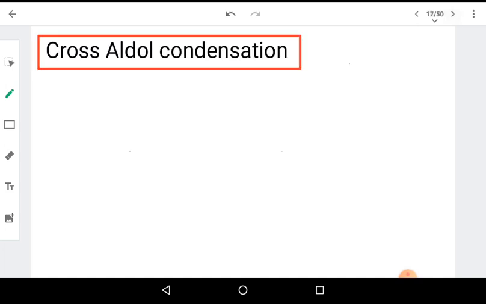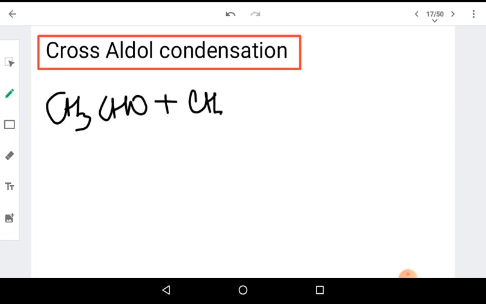Now, what about cross aldol condensation? In cross aldol condensation, I am taking two different aldehydes. Okay, aldehydes or ketones we can take. The same process is going to happen for ketones as well.